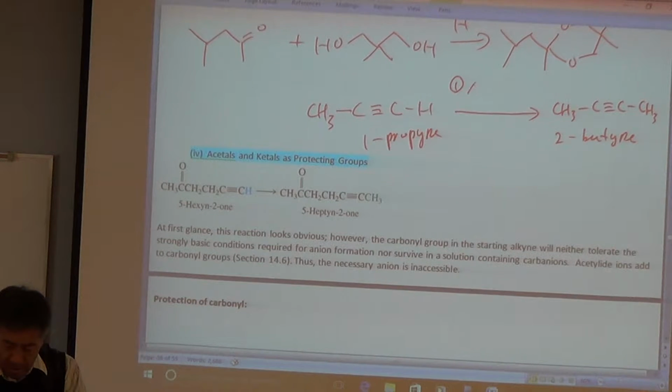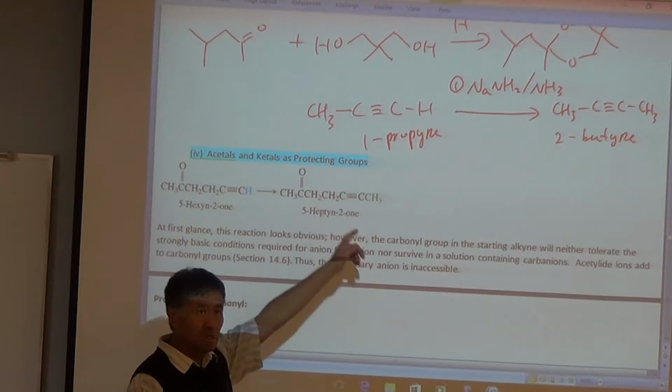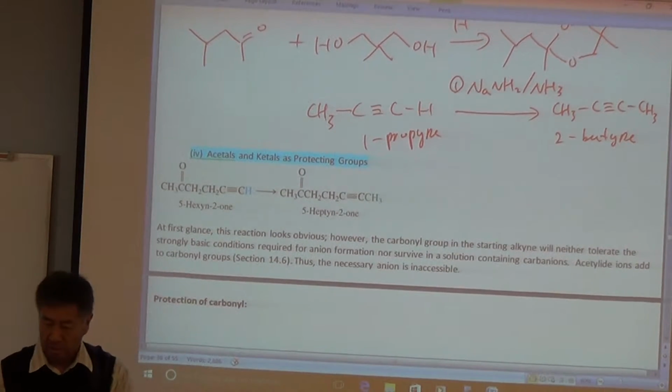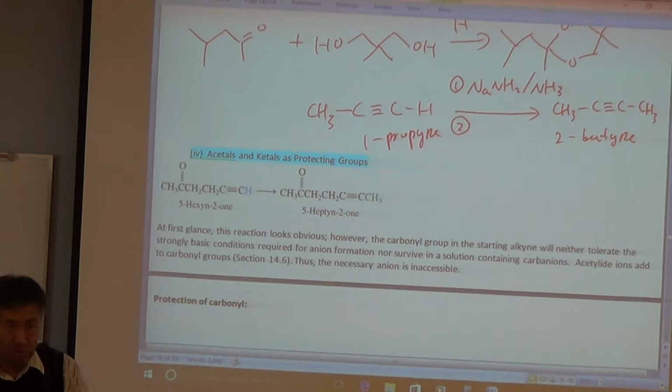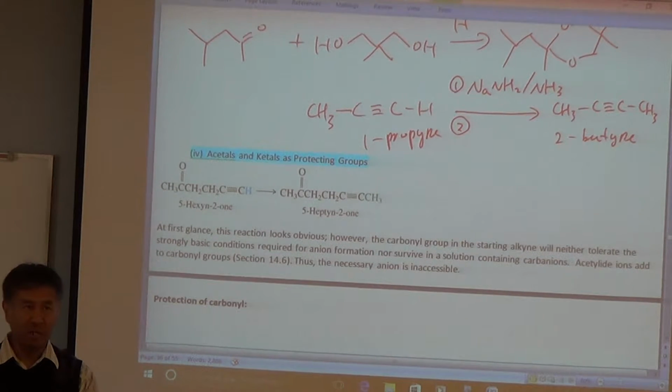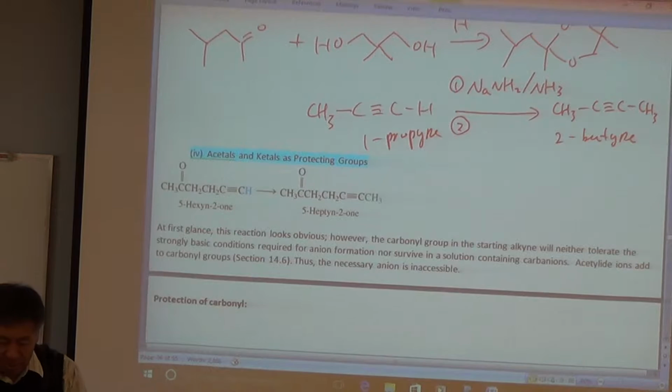Your first step, you take a strong base, NH2, in some aprotic solvent, maybe use ammonia. Right? So that you will take the H away, take the terminal H away. Then your second step is adding those methyl halide or primary halide. Right? Depending on how many carbons you want to add on. For this example, you can simply add the CH3 and Br. Right? So that will add the methyl at the end.